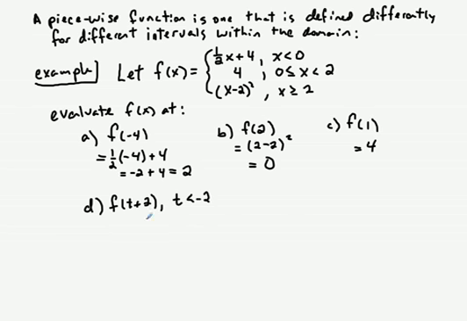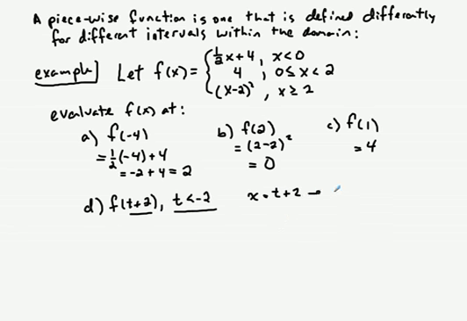Our last example right here says let's evaluate f of t plus 2. Well, now we have to be specific, and in this case we're telling you that we want values of t that are less than 2. Remembering that x is being replaced with t plus 2, we need to find out where this t plus 2 is going to fit.